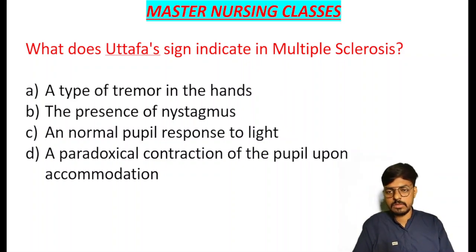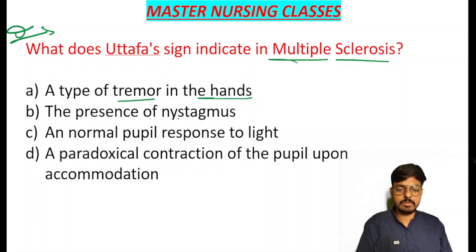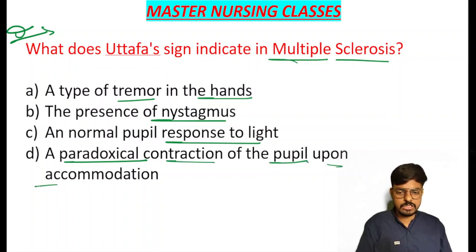Then come to the next question. What does the Uttapa sign indicate in multiple sclerosis? Option A is a type of tremor in the hands. Option B is the presence of nystagmus. Option C is an abnormal pupil response to light. Option D is a paradoxical contraction of the pupil upon accommodation.